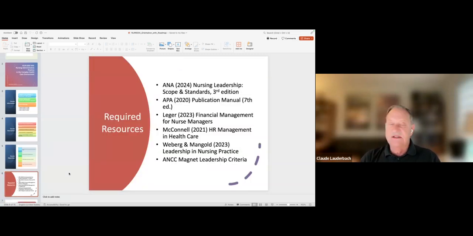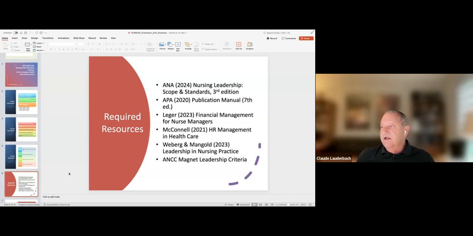The required resources, this just comes right out of the syllabus. The ANA 2024 Nursing Leadership Scope and Standards, 3rd edition. I actually uploaded the syllabus again today because I had the wrong version of this Nursing Leadership Scope and Standards book in it. They should all be available to you through Slingshot, but if you're having trouble, just let me know and I'll make sure that they're made available.